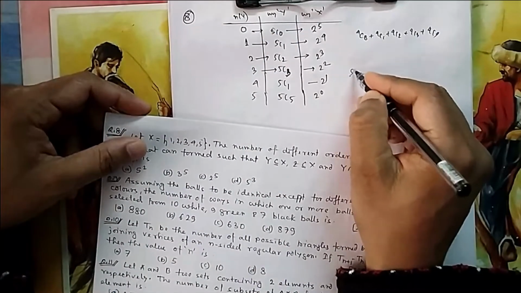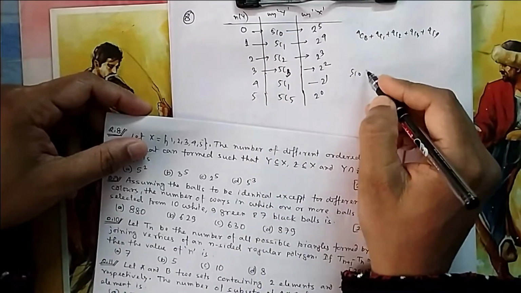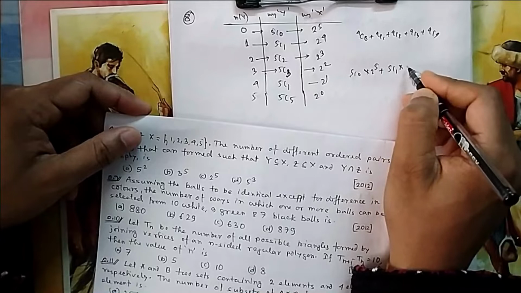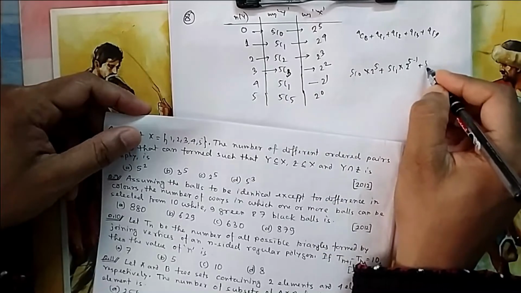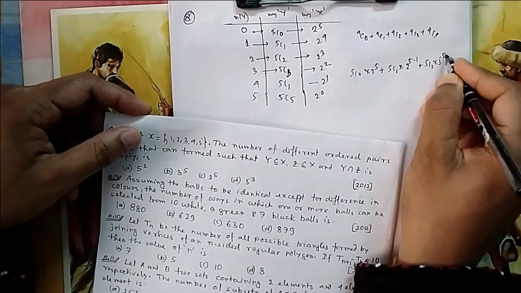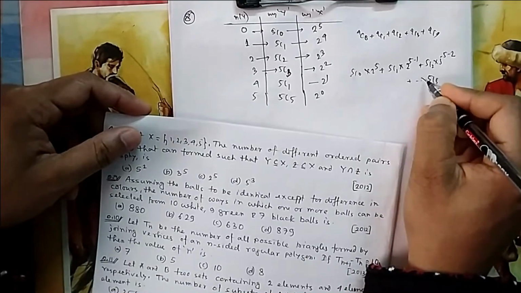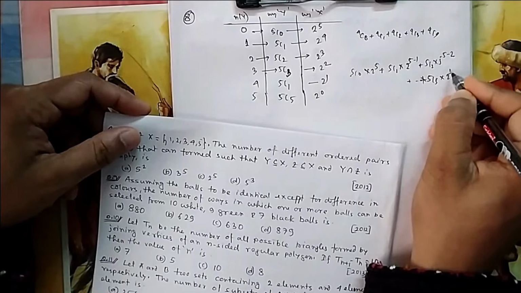First case is 5C0. This is case 1, case 2, case 3. Into 2 to the power 5. 5C1 into 2 to the power 5 minus 1, 4 you can write. And it is 5C2 into 2 to the power 5 minus 2 you can write. Why I am doing so, you will see, because this is becoming a good series. Into 2 to the power 5 minus 5.